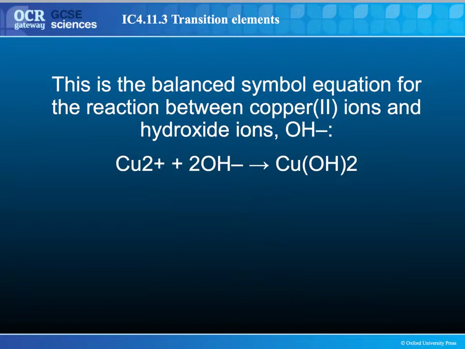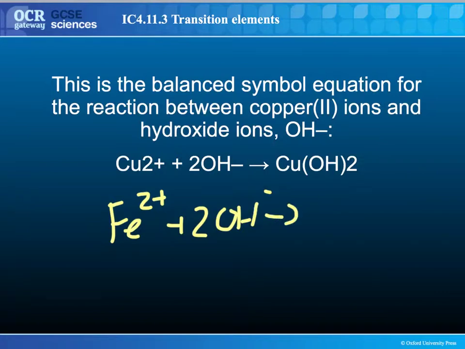Here's a symbol equation for copper. So this is copper 2 reacting with the hydroxide ions to form copper hydroxide. The other ions involved are spectator ions. If this was iron 2, it would be the same. But if it was iron 3, we'd have to have a slight variation, because you'd have a 3 here, a 3 here, and a 3 there. I've obviously made a mistake because I was talking about iron 3 when I was drawing iron 2.